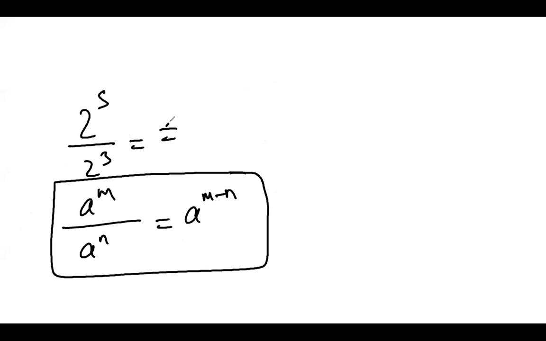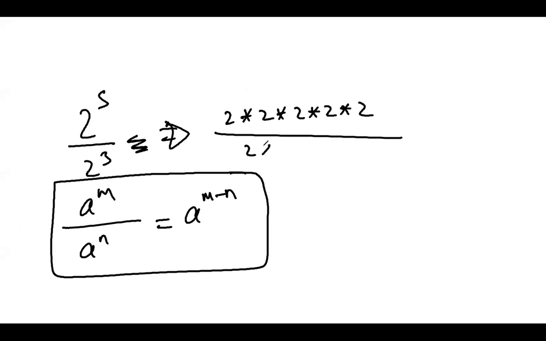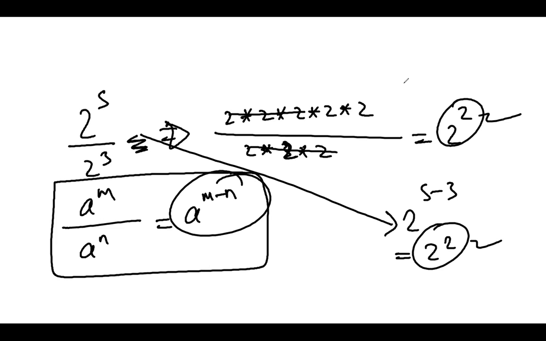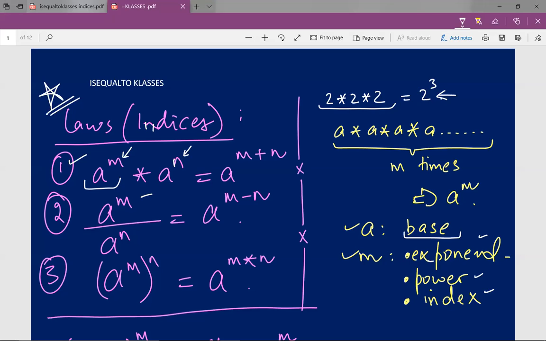Let us suppose that I don't know the law. So this will be 2 multiplied 5 times, whole divided by 2 multiplied 3 times. So if I cancel this, this will be equal to 2 raised to power 2, and as per this law also, this should be equal to 2 raised to power 5 minus 3. So this is 2 raised to power 2. So this and this are okay. I hope you understand that these two are pretty obvious laws, and if you try to understand them with an example, then they become very obvious.